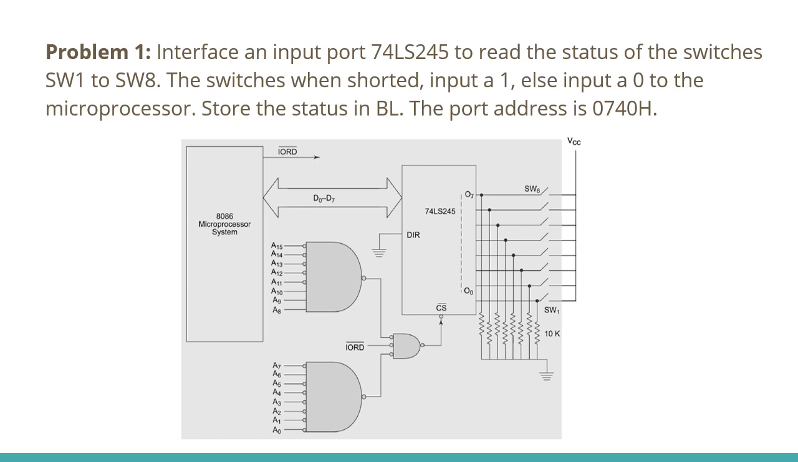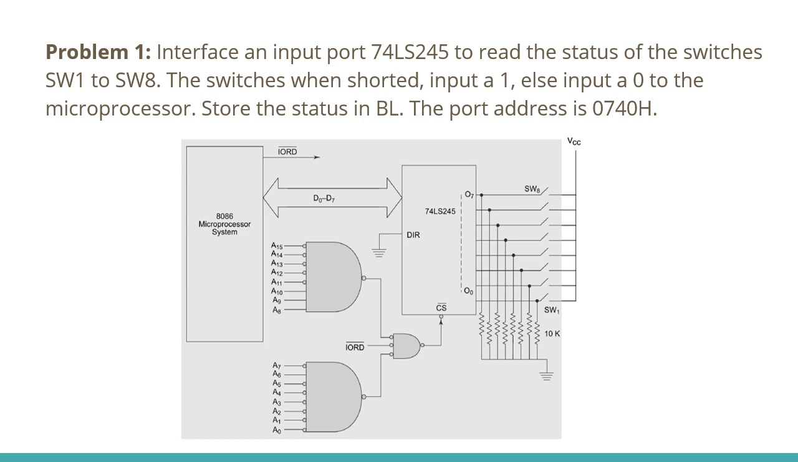Now, the hardware interface circuit diagram is as shown in the figure. The address, the control, and the data lines are assumed to be readily available at the microprocessor system. As we can see from the figure, in order to address this particular port, we require 16 address lines which are from A0 to A15. These address lines along with the control signal, that is IORD signal, form the control logic or the decoding circuit of this particular interfacing system.